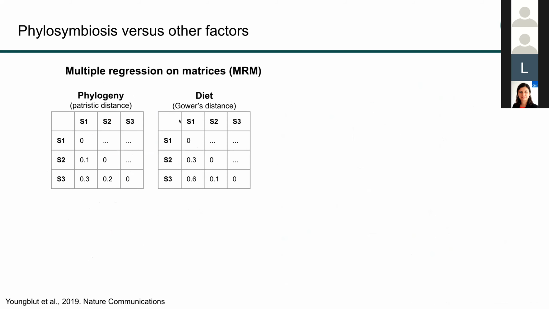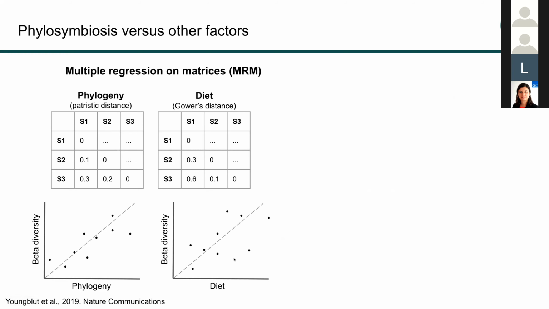And to do this, I used multiple regression on matrices. As it sounds, it's multiple regression, but here on distance matrices. And I used this approach because phylogeny can be directly represented as a distance matrix of branch lengths or patristic distances. Other factors such as diet, especially the detailed diet information, can be converted to a distance, say with Gower's distance, which is a pretty generalized distance measure. So then say host phylogeny can be compared to beta diversity to see if there's a correlation, and this can be done with diet and other factors.